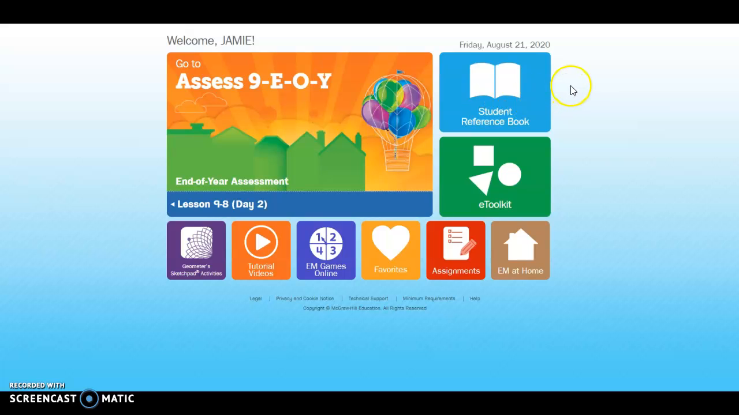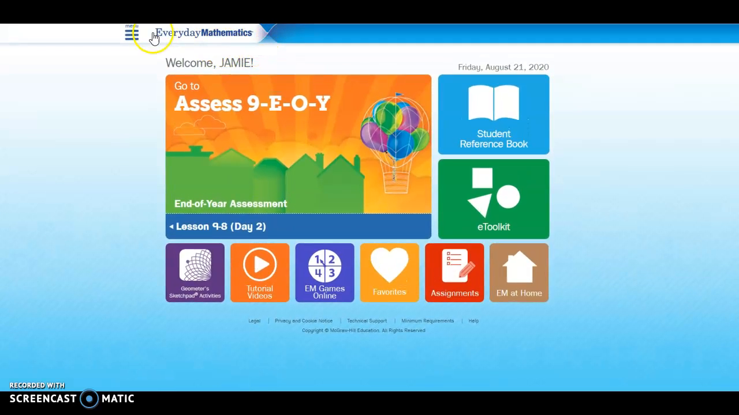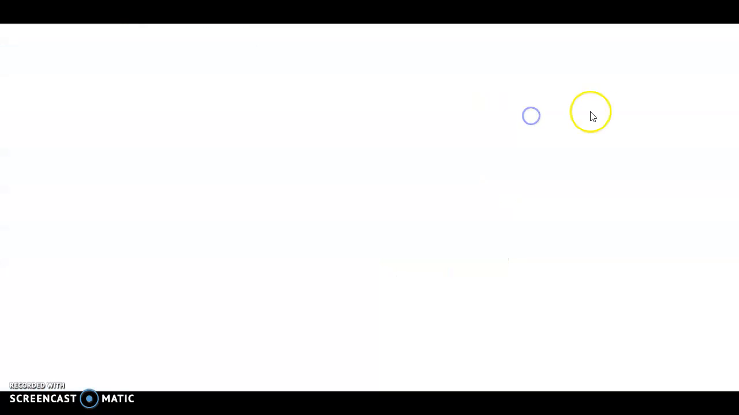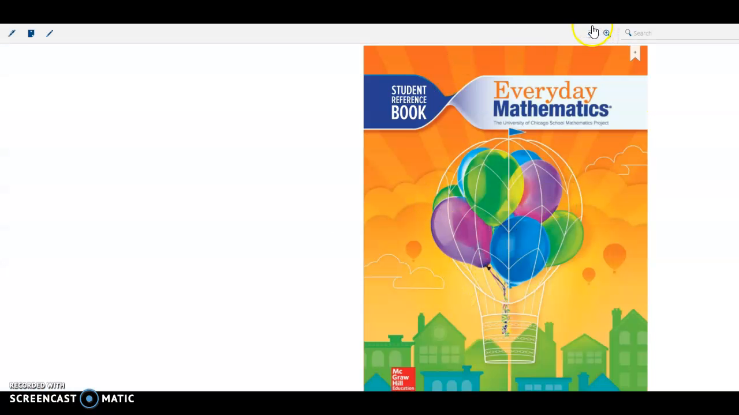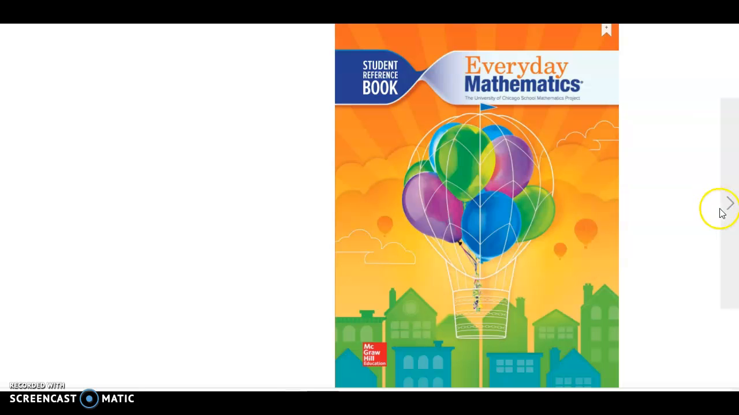So you're going to log on to your Connect Ed. Go to your Everyday Math tab and click on it. When you get there, this screen right here will pop up, and you'll notice this light blue tab says Student Reference Book. I'm going to click on that, and it takes me right to this book. And on the right-hand side right here, I have a right arrow that means we're going to go to the next page.